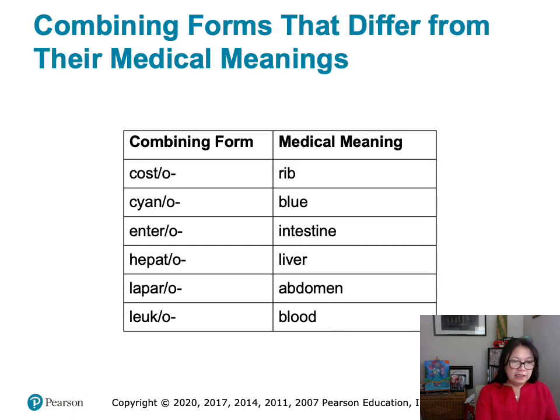The third category of combining forms consists of those that are very different from their medical meanings. These are the most difficult combining forms to learn because they must simply be memorized. Common combining forms in this category include costo, which means rib, cyano, which means blue, intero, which means intestine, hepato, which means liver, laparo, which means abdomen, and leuko, which means white.